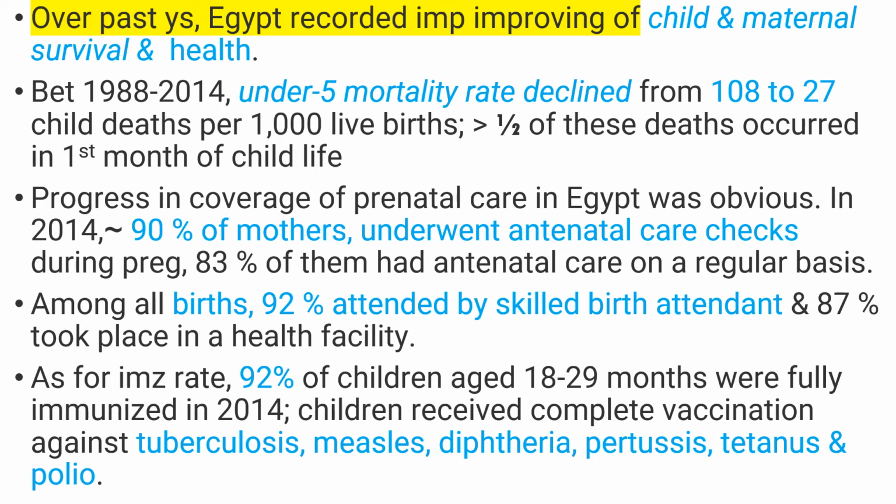As for immunization rate, 92% of children aged 18 to 29 months were fully immunized in 2014. Children received complete vaccination against TB, measles, diphtheria, pertussis, tetanus, and polio. This is very good.